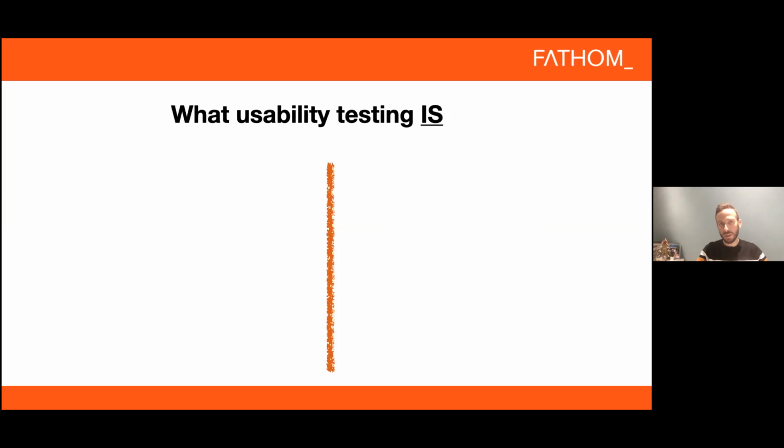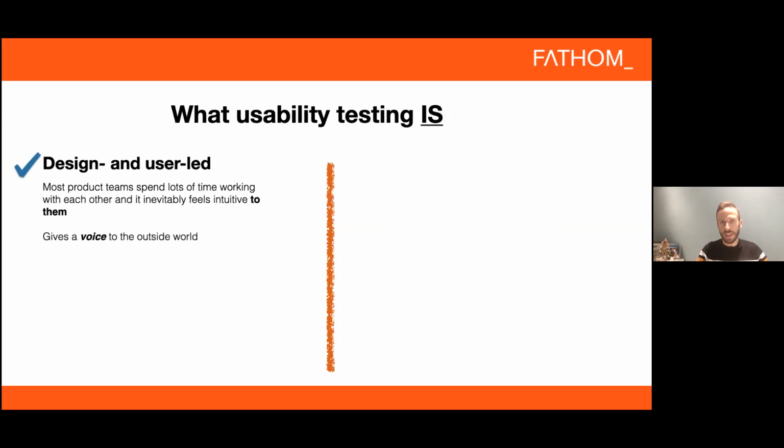So that brings us into what usability testing is. And again, we've kept this succinct, although we could go on in terms of what it is and what it represents. One of the first things that it is, it's design and it's user-led. So this is kind of the opposite of what we talked about in the first slide, around internal teams making decisions and then testing it themselves. Usability testing is always performed by end users or people that represent end users, and most product teams, as we've said, spend a lot of time deciding that it's going to work for themselves, but this gives a voice to the outside world, the users that are going to be using the product.